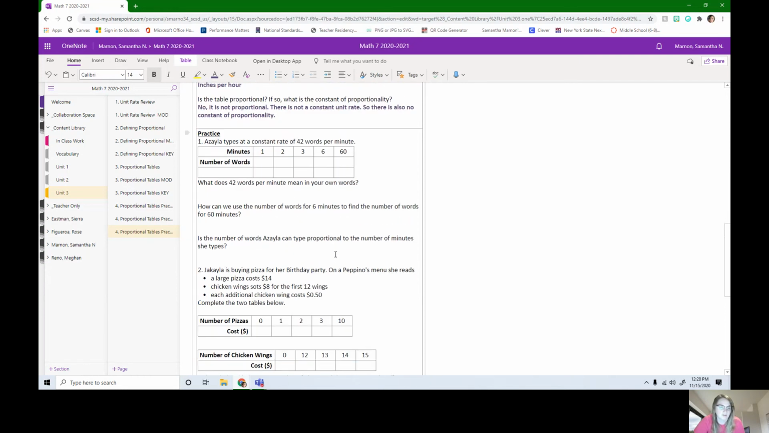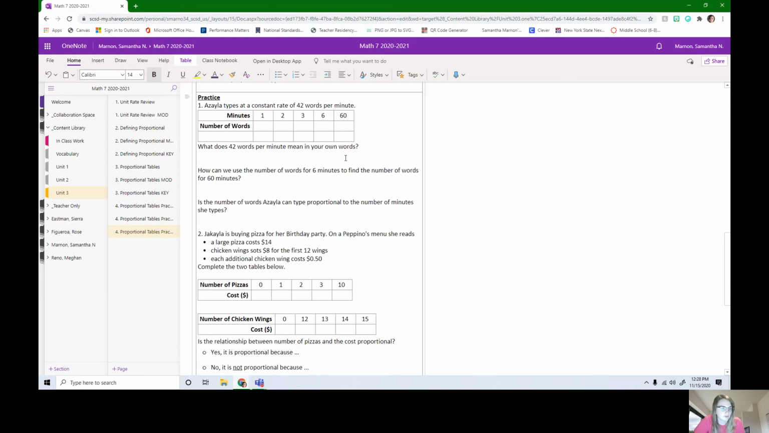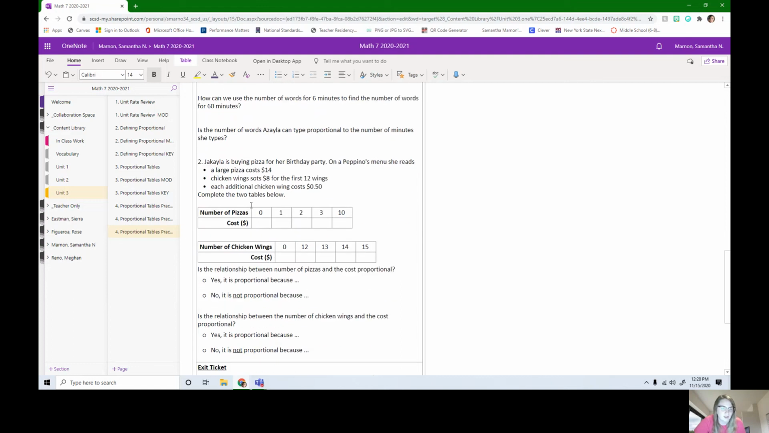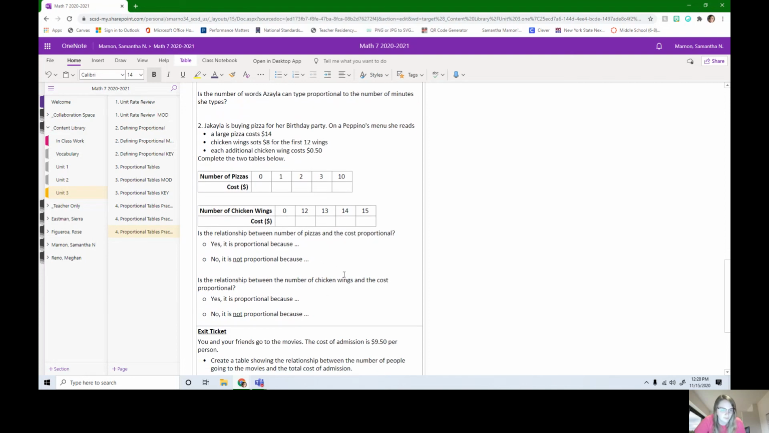Now you have some practice problems. So we have Azela, who's typing at 42 words per minute. We have a couple of questions about that. And then we have Jakayla having a pizza party. So she's buying pizzas and she's buying chicken wings. And you're going to need to use this information to complete the table and decide if one or both or neither of these are proportional.